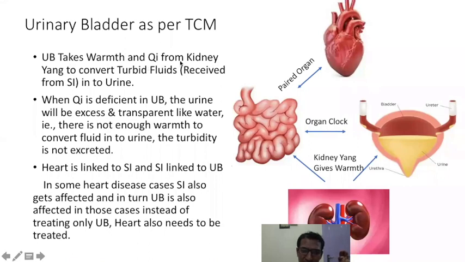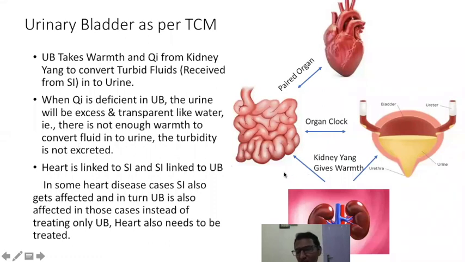So UB takes warmth and ki from kidney yang to convert the turbid fluids received from SI into urine. So when there is ki deficiency in the urinary bladder, the urine will be excess and transparent. In general, the urine should be light yellow in color. But if it is transparent like water, clear, then the urinary bladder is not having enough ki. And that ki is coming from kidney yang. So there is not enough warmth to convert fluid into urine.